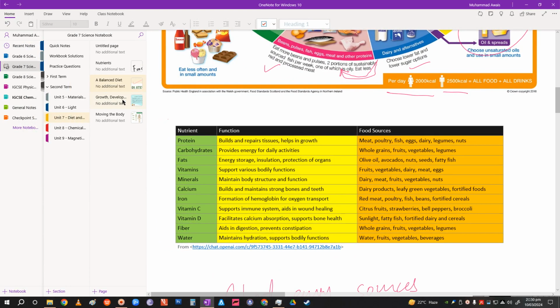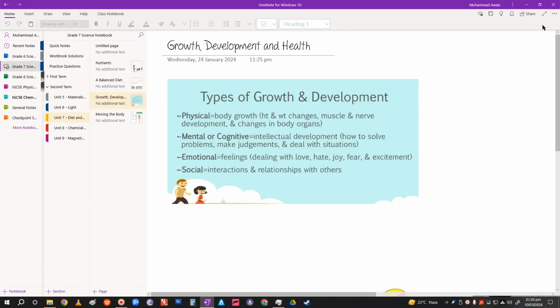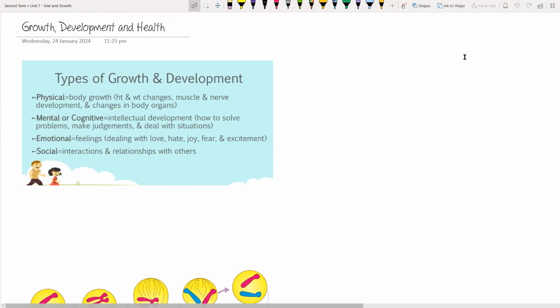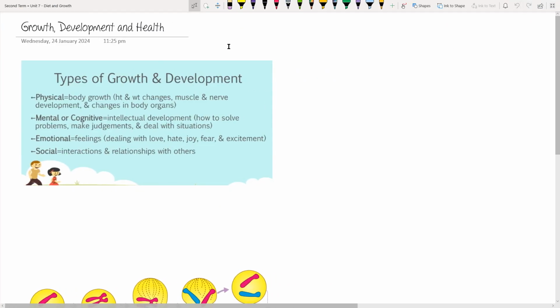Now moving on, growth and development, right? So what is growth and what is development? When we talk about growth and development, you need to understand that the growth is both physical, right, that the body grows, and mental and cognitive. Then we have emotional, and then we have social, right?